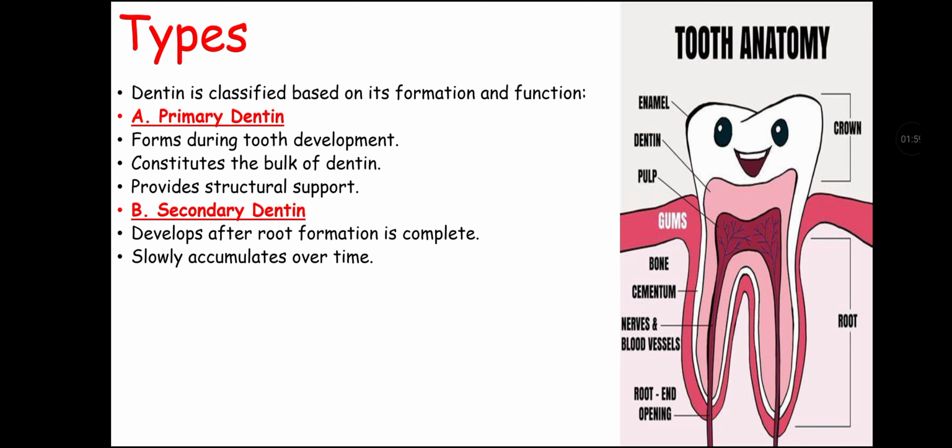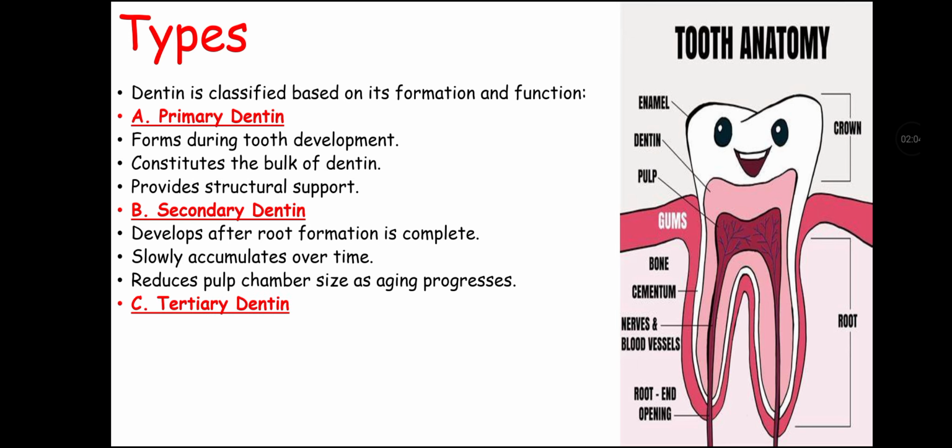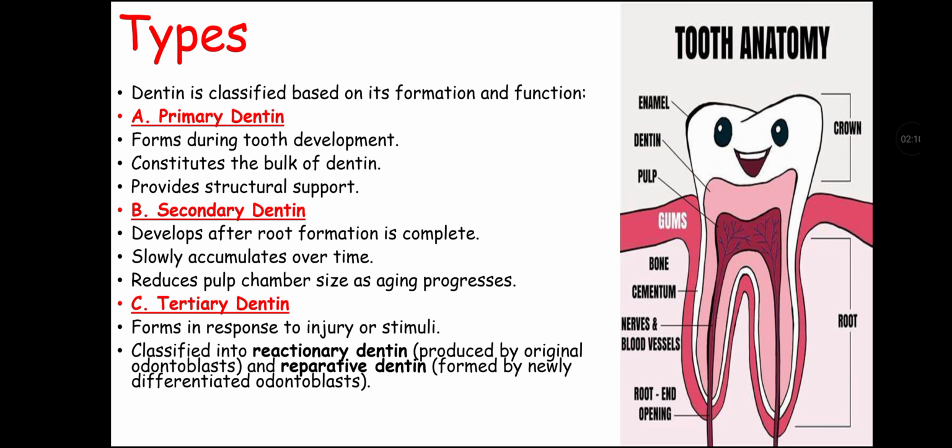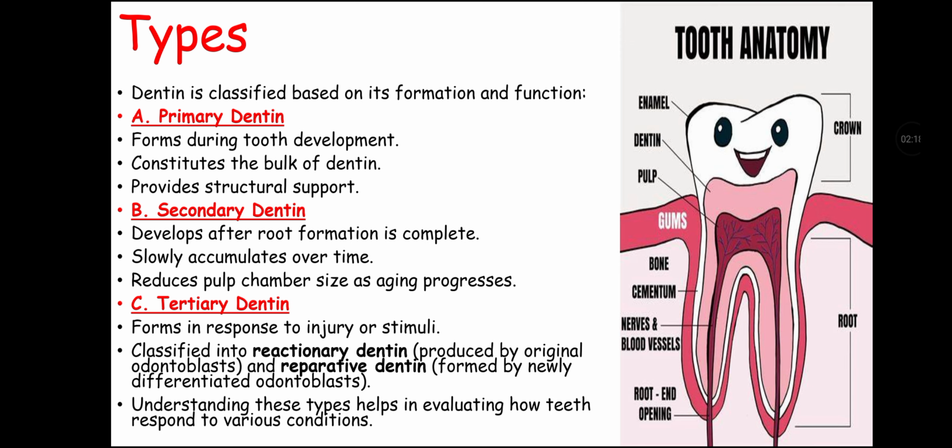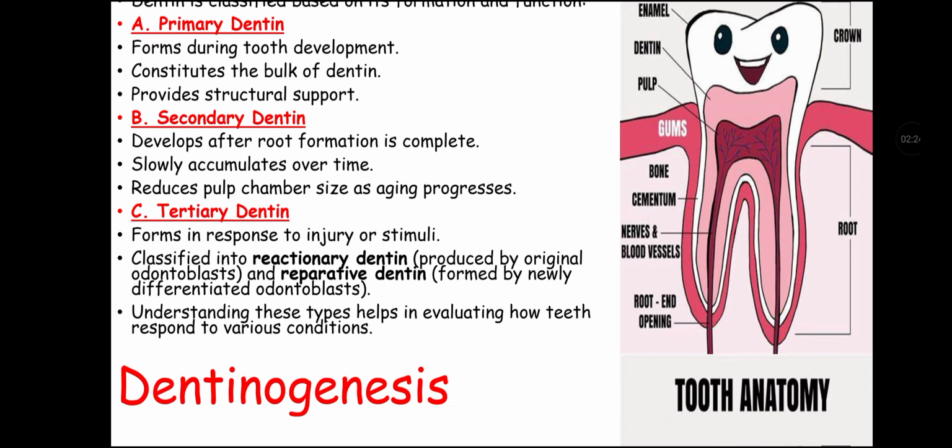It slowly accumulates over time and it reduces pulp chamber size as it grows older or with the aging progress. The third type is tertiary dentin that forms in response to injury or stimuli. It is classified into reactionary dentin that is produced by original odontoblasts and reparative dentin that is formed by newly differentiated odontoblasts. Understanding these types help in evaluating how teeth respond to various conditions.